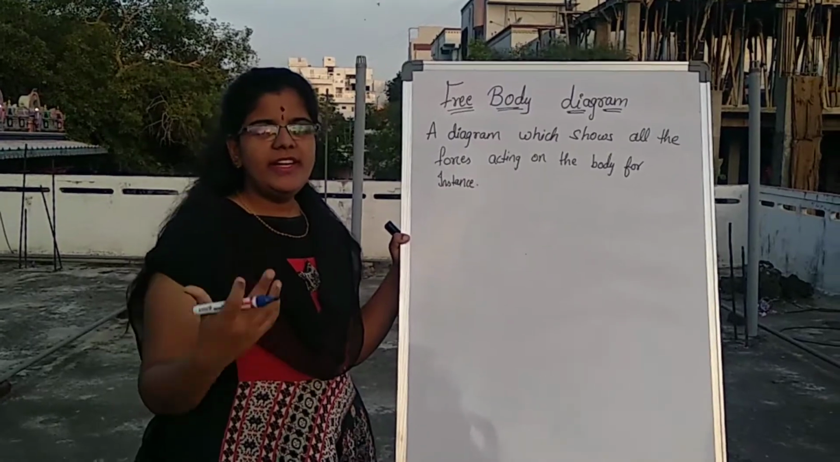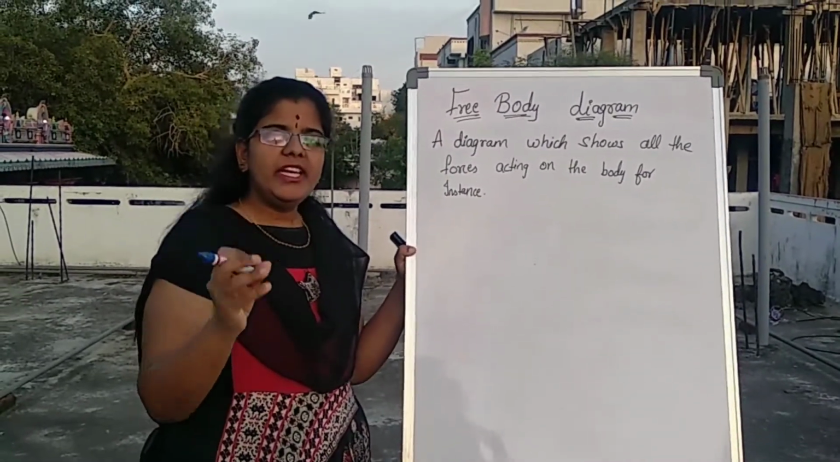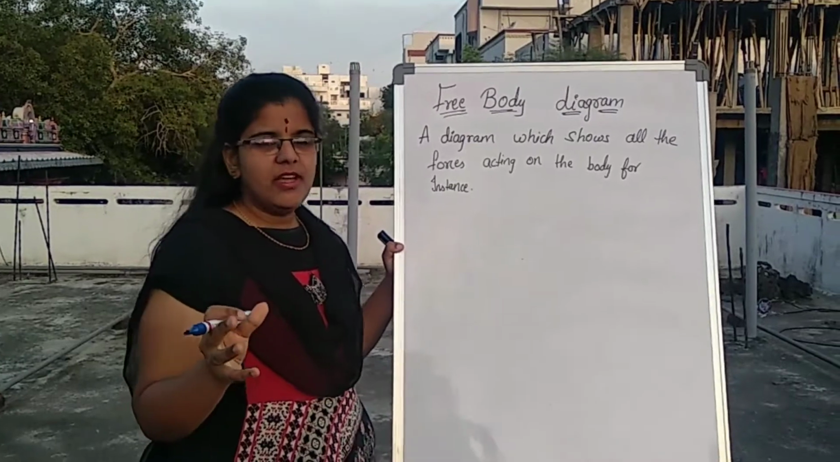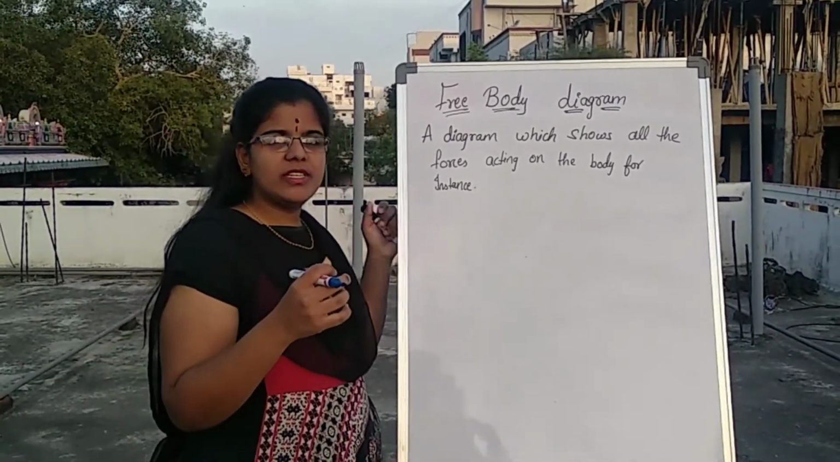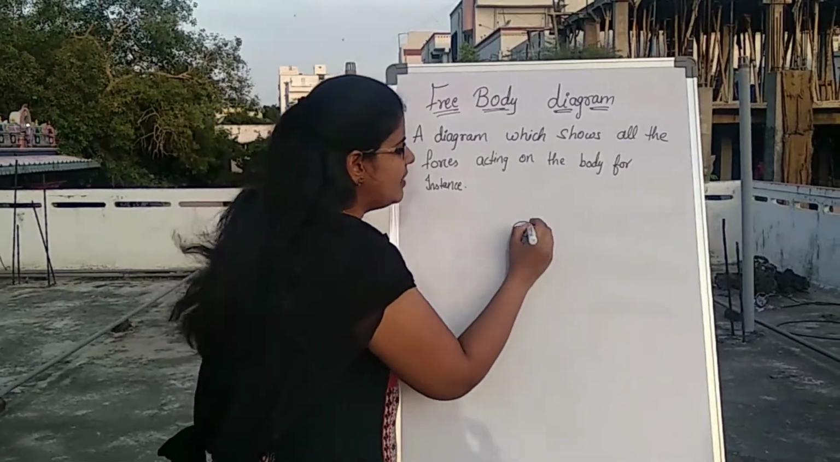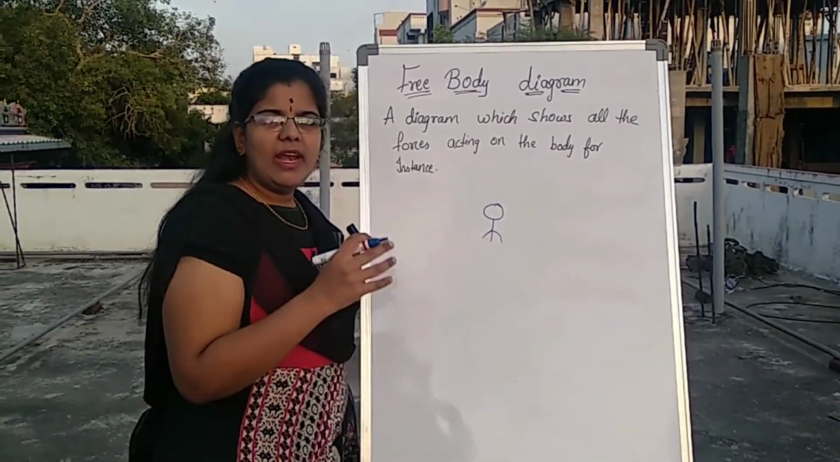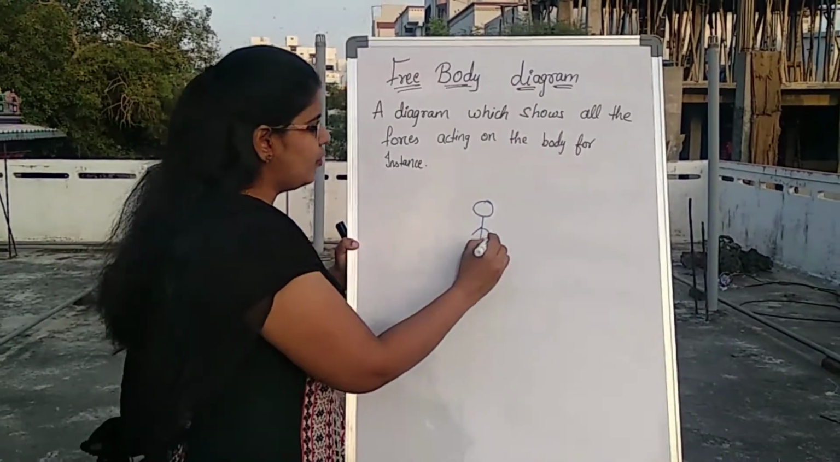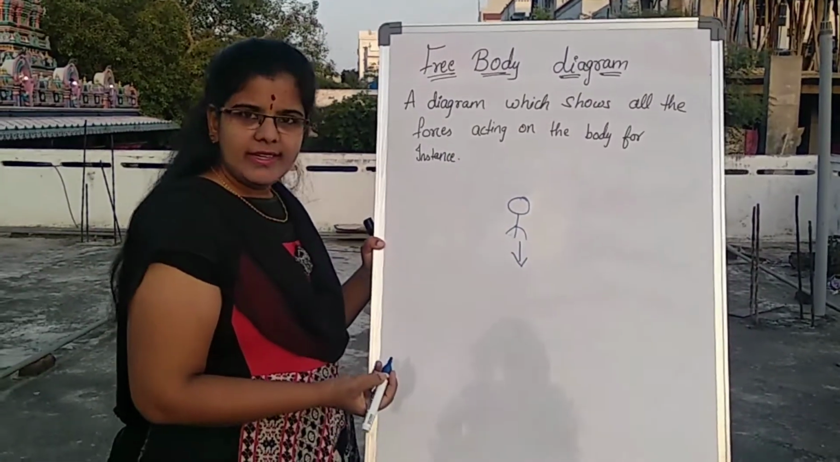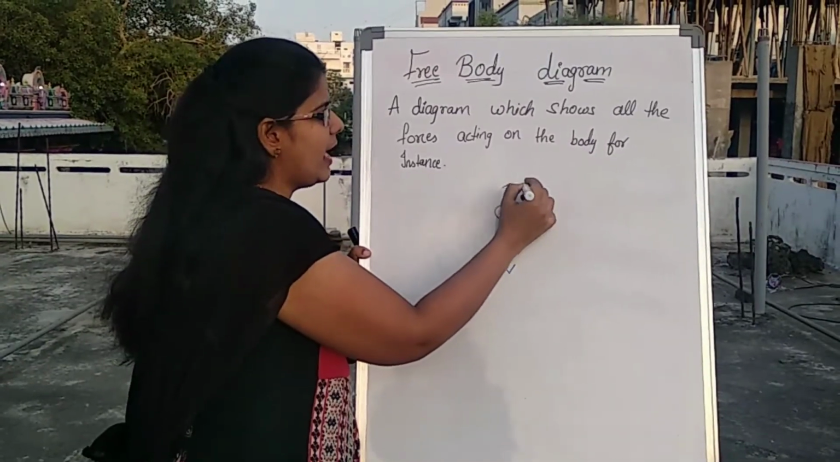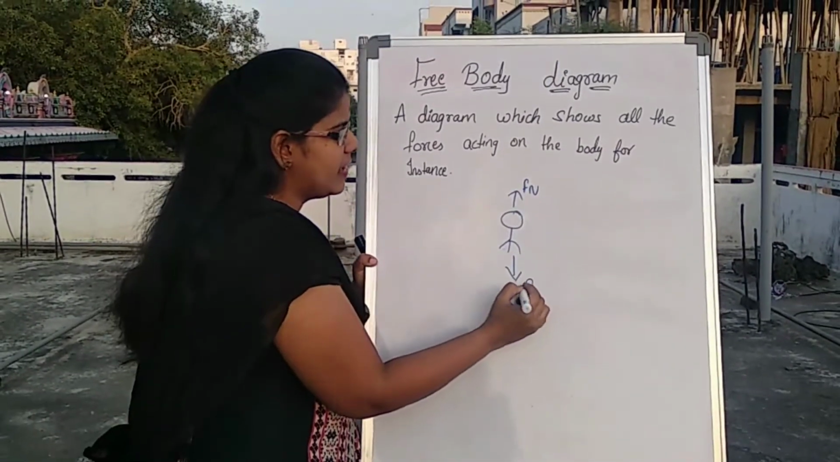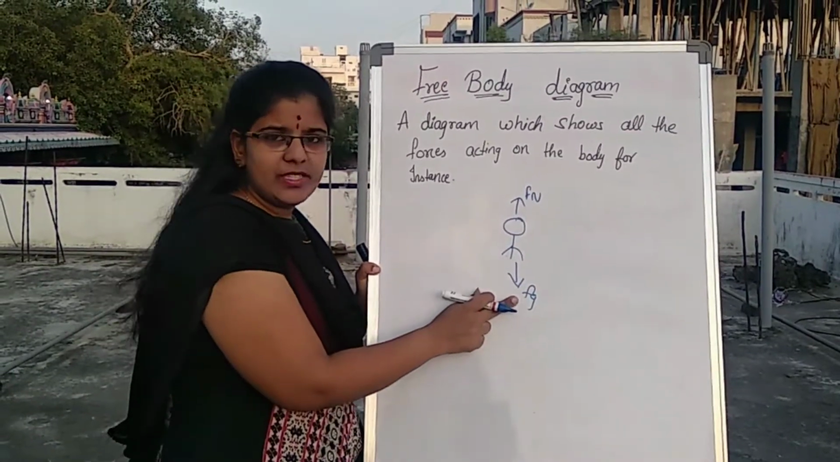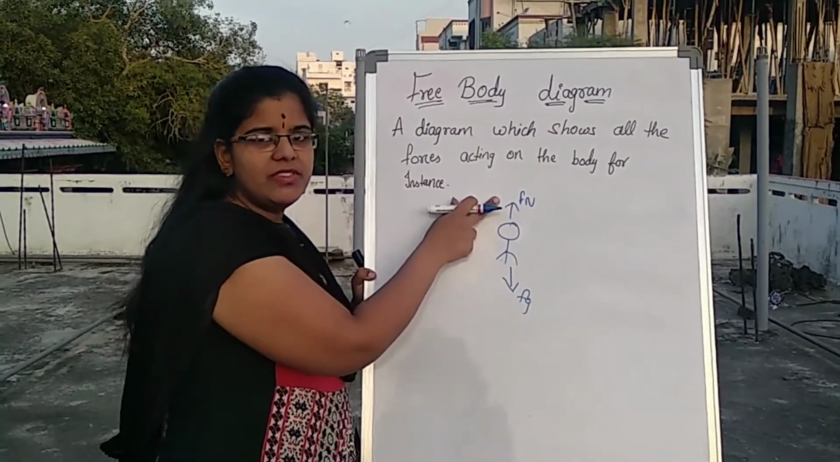I hope you have understood the free body diagram. Let us see it in a diagrammatical manner. In the free body diagram, we saw that many forces act on the object, and now we will see how to represent all these forces diagrammatically. I was standing here. The gravitational force acts in the downward direction and the normal force acts in the upward direction. We represent gravitational force with Fg and normal force with Fn.